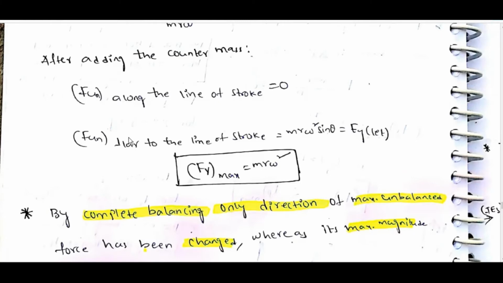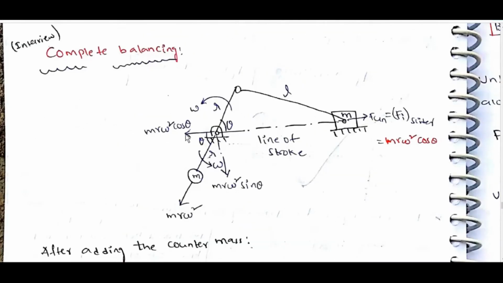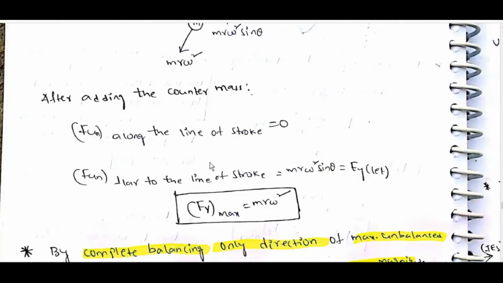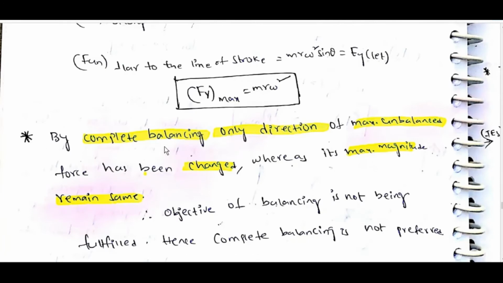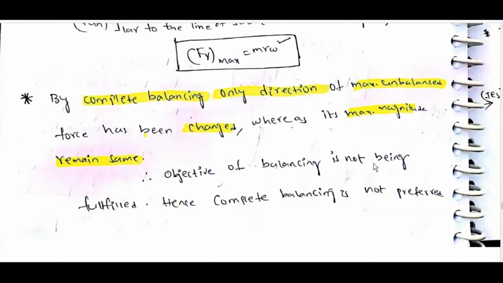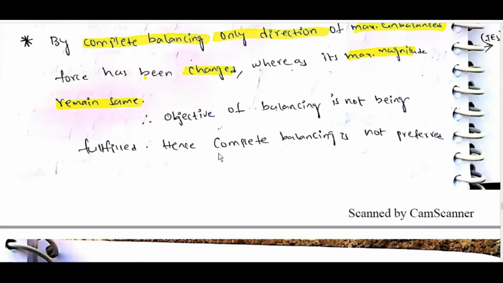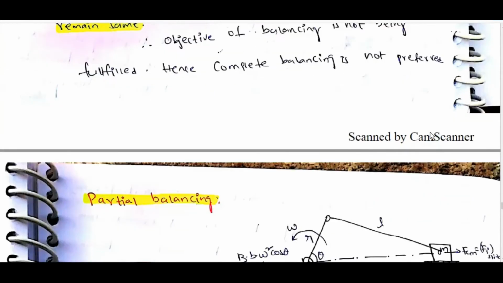F unbalanced perpendicular to the line of stroke is equal to m r omega square sin theta, equal to Fi. Let Fi max be equal to m r omega square. Like here, m r omega square cos theta is balanced, but perpendicular to the line of stroke, by complete balancing, only the direction of maximum unbalanced force has been changed, whereas maximum magnitude remains the same. Therefore, the objective of balancing is not completely fulfilled. Hence, complete balancing is not preferred.